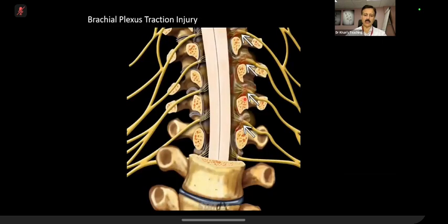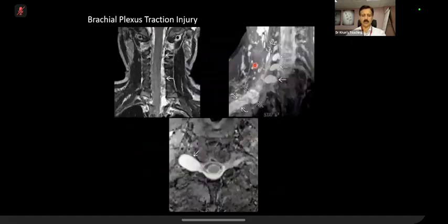So pseudomeningocele is an exam case, and basically this picture tells you what happens. There is avulsion of the nerve root, and the dura tear is there, and the CSF goes out. So this is from StatDX, pseudomeningocele, another one from StatDX.